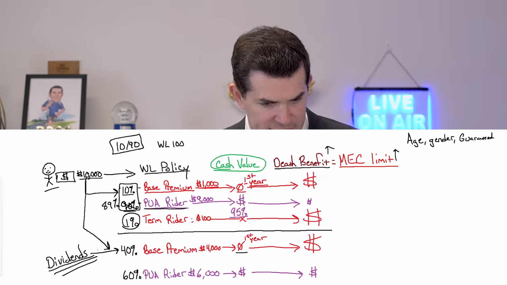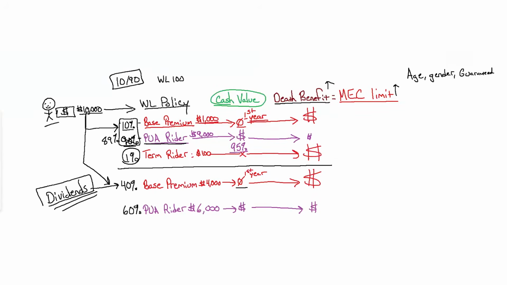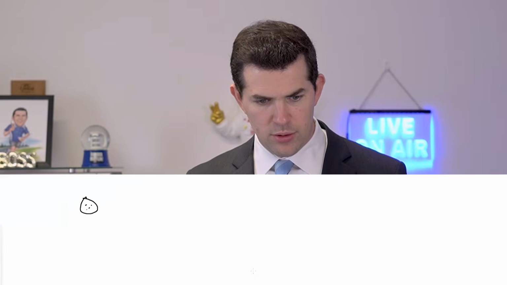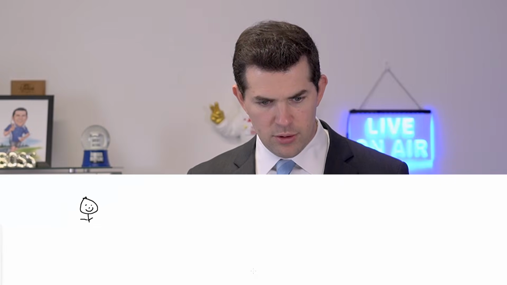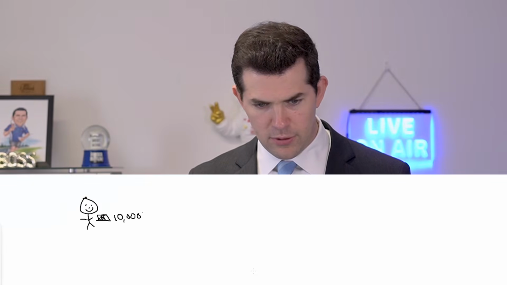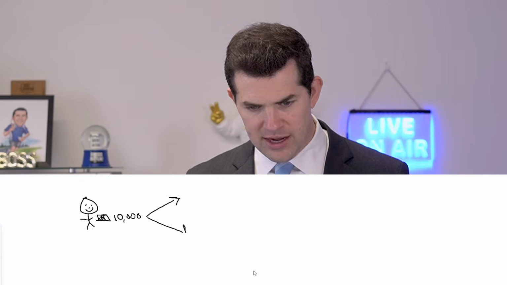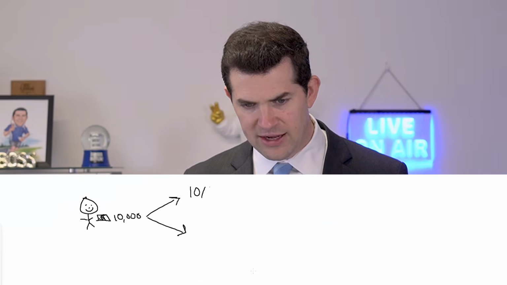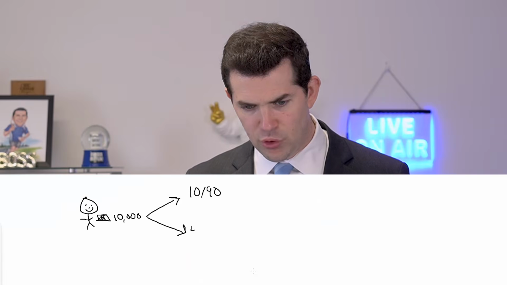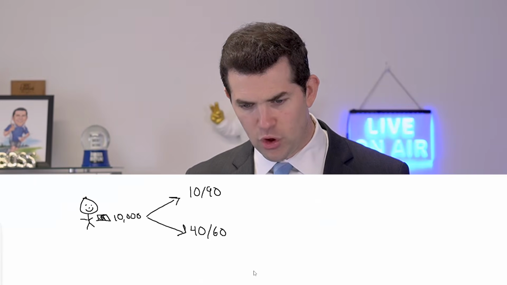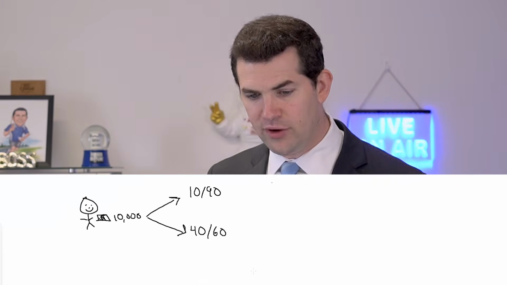Okay, back to the dividends down here. So, what's the difference between this 1090 and 4060, specifically to the dividends? Well, if we've got you paying this 10 grand per year toward a whole life insurance policy, and you've got two options. Option one is that 1090, and then option two is that 4060. We know the 4060 is going to have less upfront.